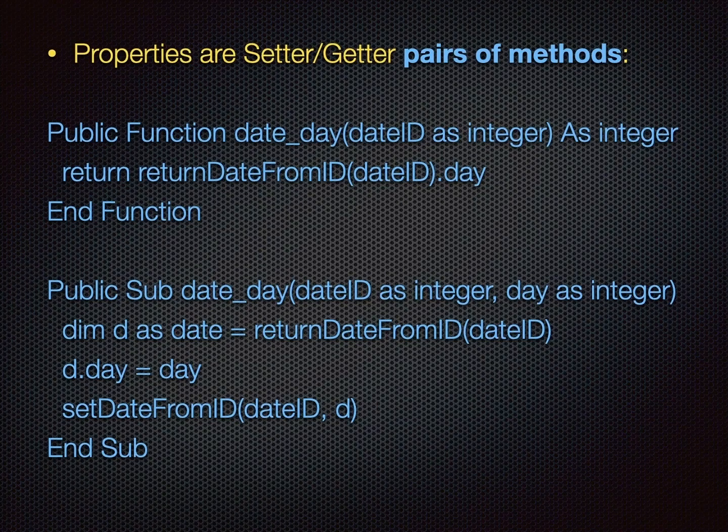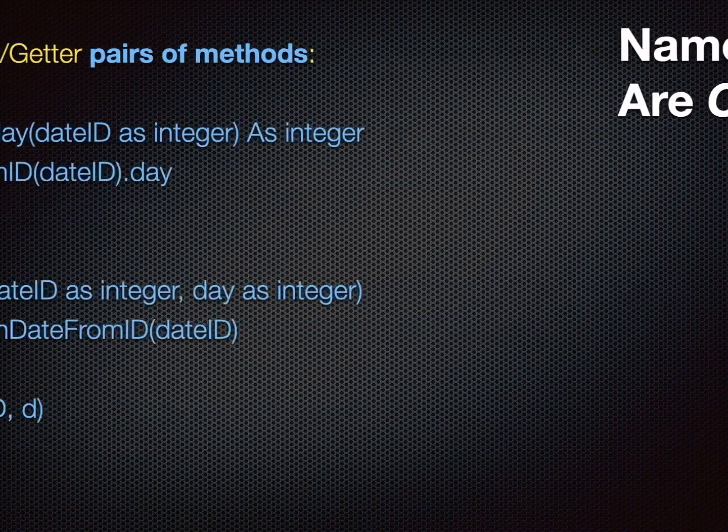This is the code in your context object. It's just looking up the date in the dictionary and returning the Day property. And then to set it, it looks up the date and assigns it the day integer that you've passed from the script, and then it sets it. I have a function called SetDateFromID, which just looks up that date object in the dictionary and then assigns whatever new date you told it to. So it saves the date, basically.